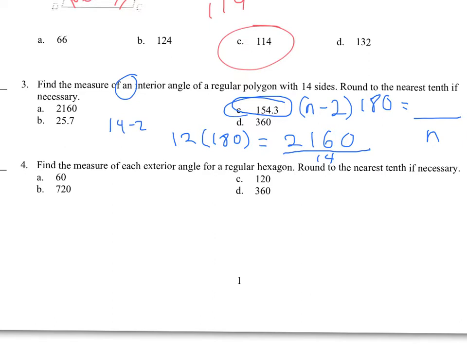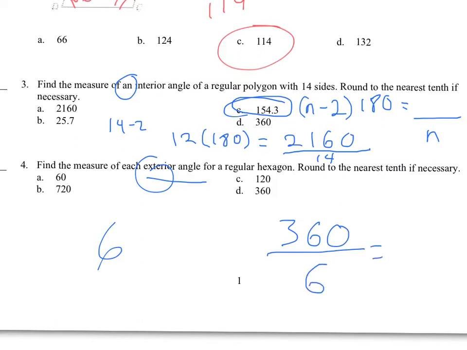Okay, now the next one: find the measure of each exterior angle of a regular hexagon. A hexagon has 6 sides, and you'll recall that when you add up all the exterior angles of a polygon, it equals 360 degrees. So if this has 6 sides, it has 6 exterior angles, so we divide 360 by the number of sides, which would give us 60. If it was an octagon, we would take 360 divided by 8. If it was 10-sided, 360 divided by 10. The exterior angles always add up to 360 on a polygon.